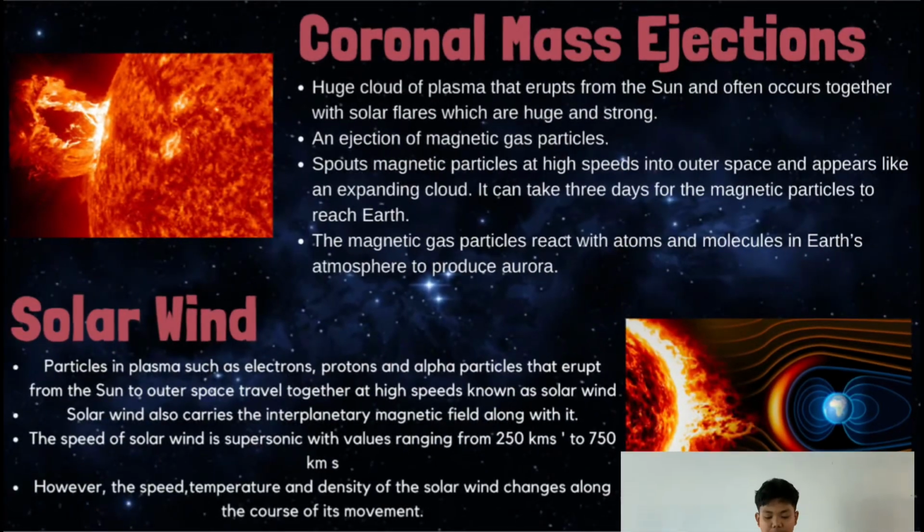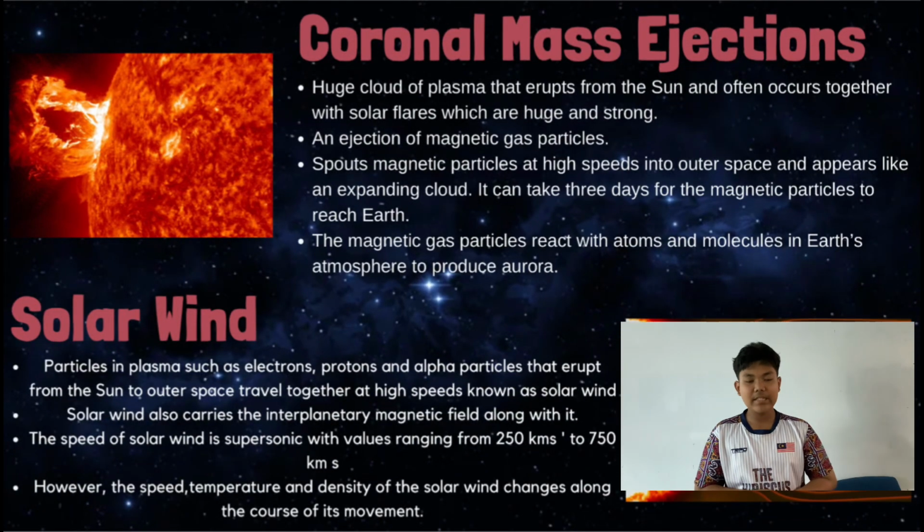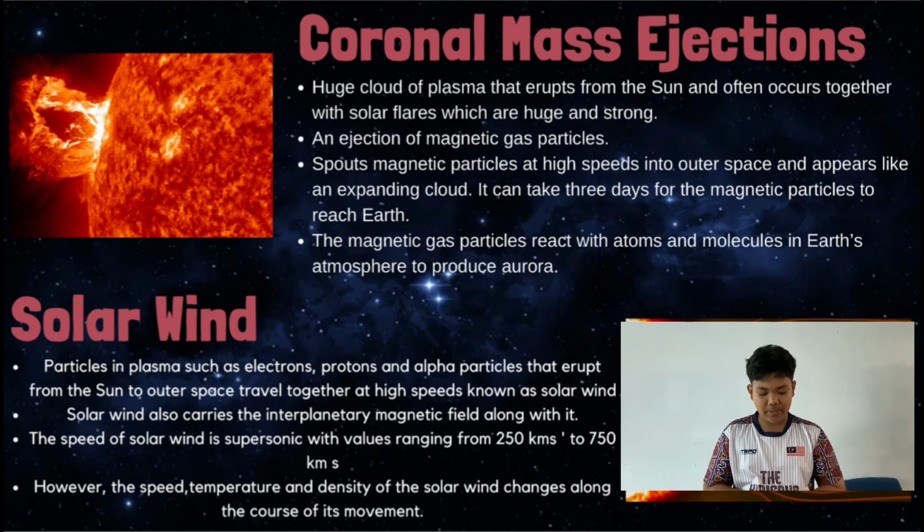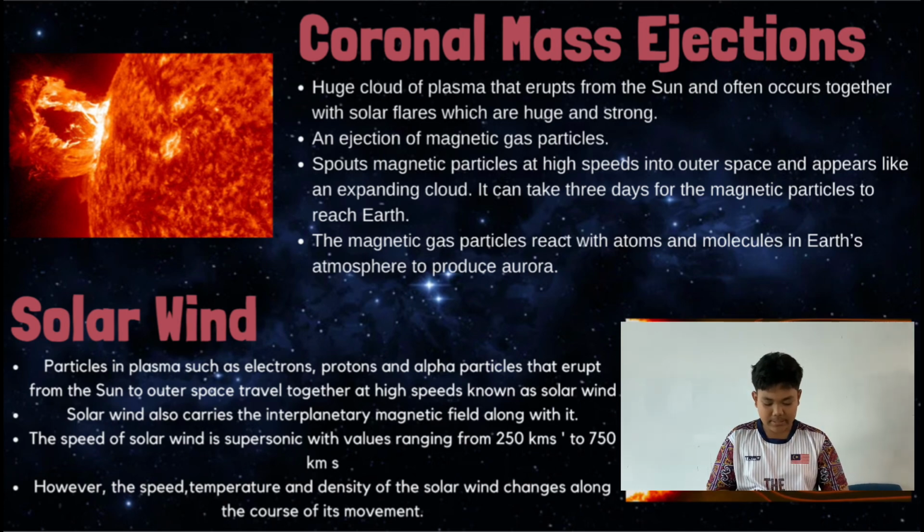Now, I'm going to explain coronal mass ejection. Coronal mass ejection is a huge cloud of plasma that erupts from the sun and often occurs together with solar flares, which are huge and strong. It is an ejection of magnetic gas particles at a high speed into outer space and appears like a spider cloud. It can take 3 days for the magnetic particles to reach Earth. Magnetic gas particles react with atoms and molecules in Earth's atmosphere to produce aurora.